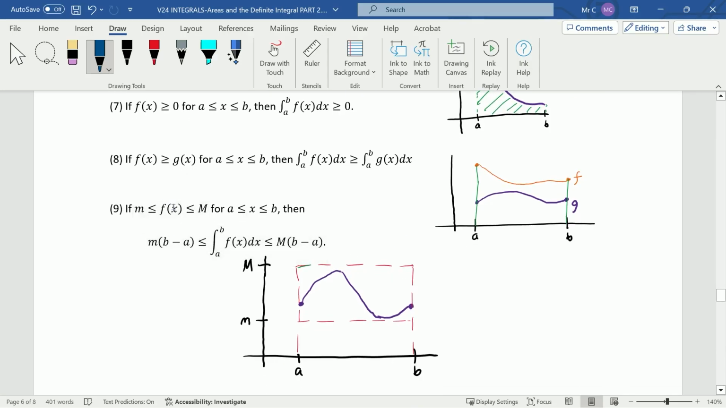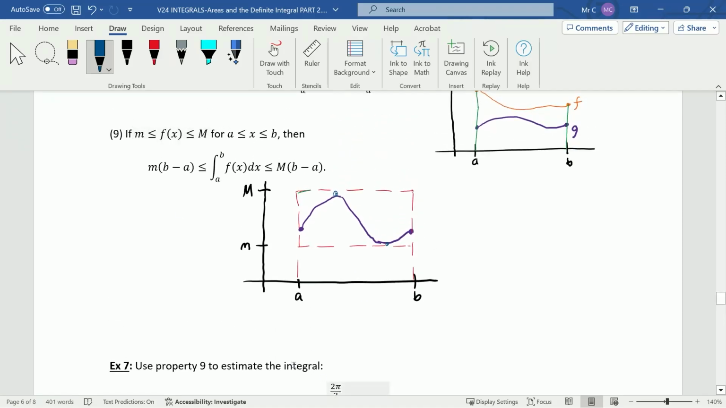And 9, if f of x is bounded by some little m and big M, meaning I know that f is no bigger than this and no smaller than this on the interval, then the integral is bounded by little m times b minus a and big M times b minus a. And this picture should hopefully make that clear. This lower bound is the area of the rectangle at the bottom of the curve, the lowest point of the curve. And the upper bound is the area of the rectangle at the peak of the curve. That's it.